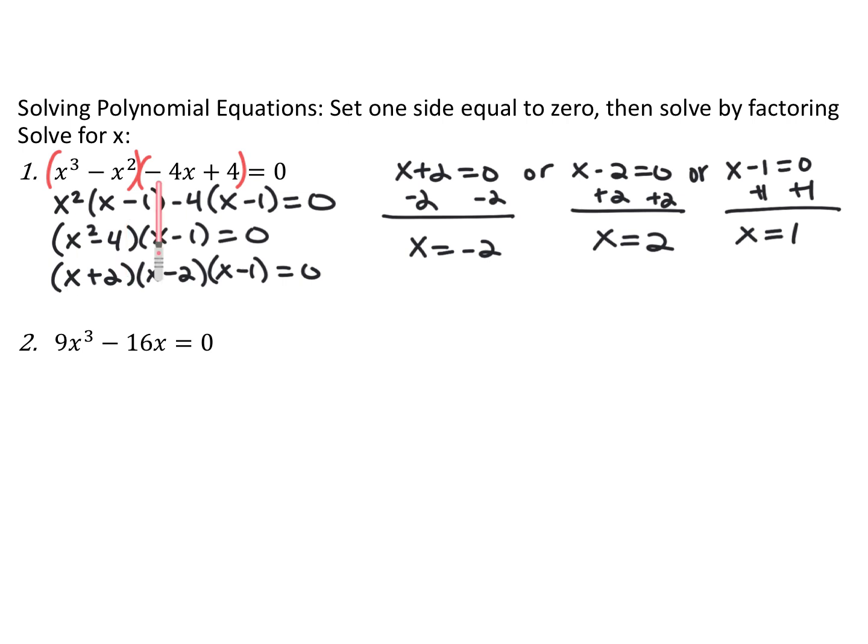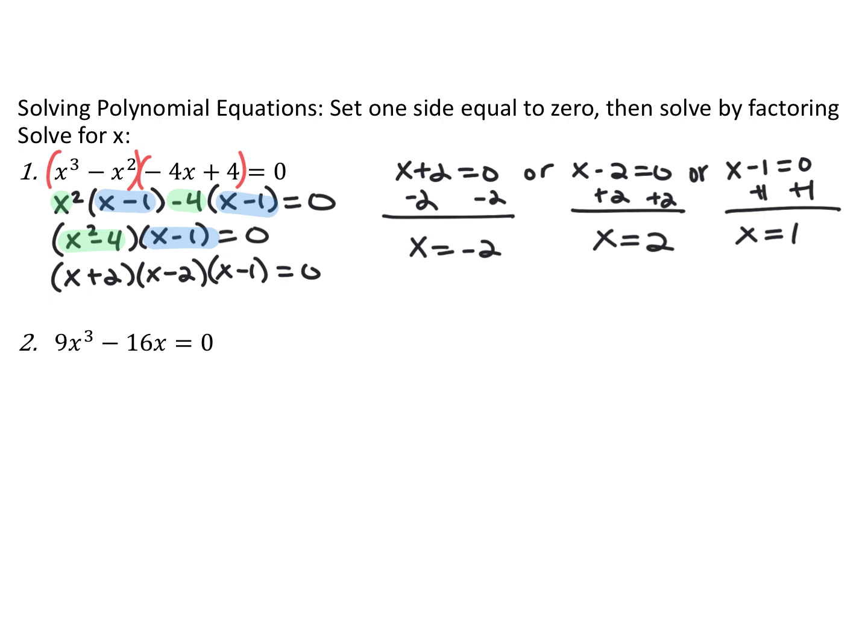For the next one, I grouped negative 4x and positive 4, and I factored out a negative 4, and I was left with the x minus 1. So because these two match, they're both x minus 1, that's one of my factors. It does factor by grouping, and the other factor I'm left with is x squared minus 4. The x squared minus 4 actually factors a little bit further. It's a difference of squares, so I factored that into x plus 2 times x minus 2.